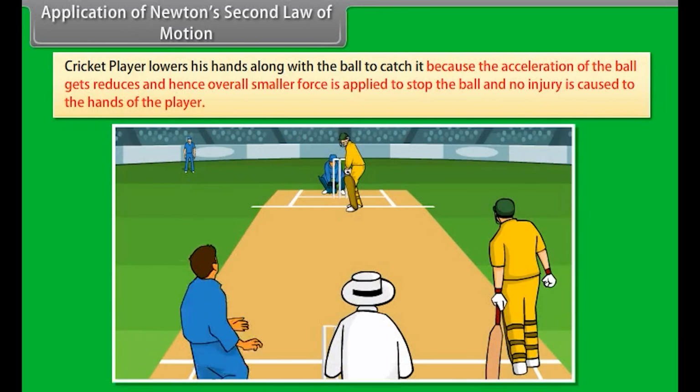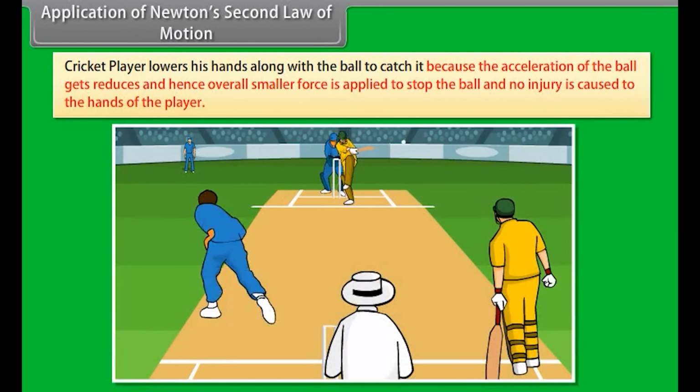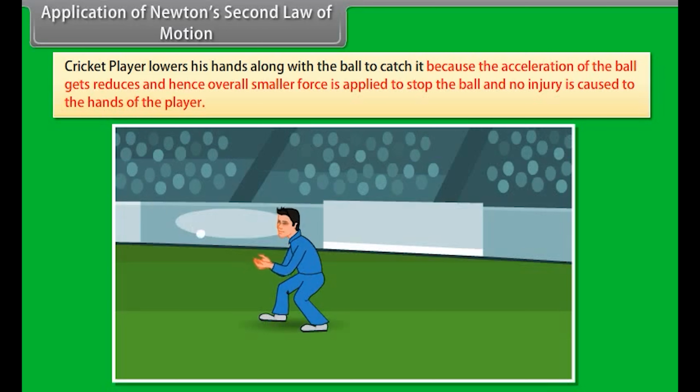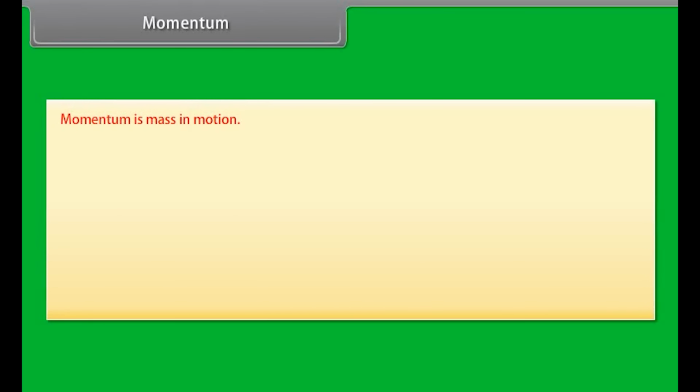Application of Newton's second law of motion. A cricket player lowers his hands along with the ball to catch it because the acceleration of the ball gets reduced, and hence an overall smaller force is applied to stop the ball, and no injury is caused to the hands of the player. Momentum. Momentum is mass in motion.